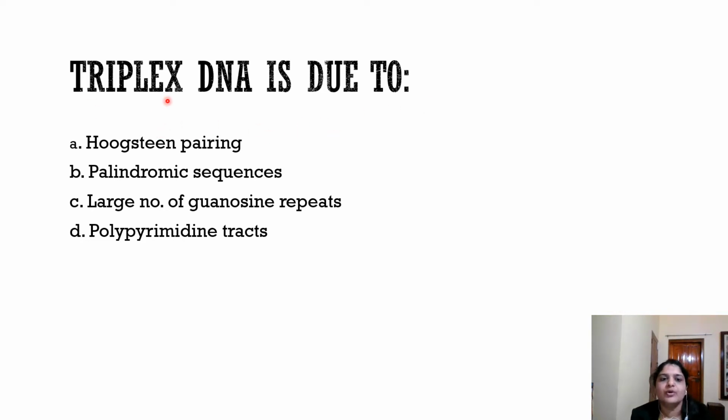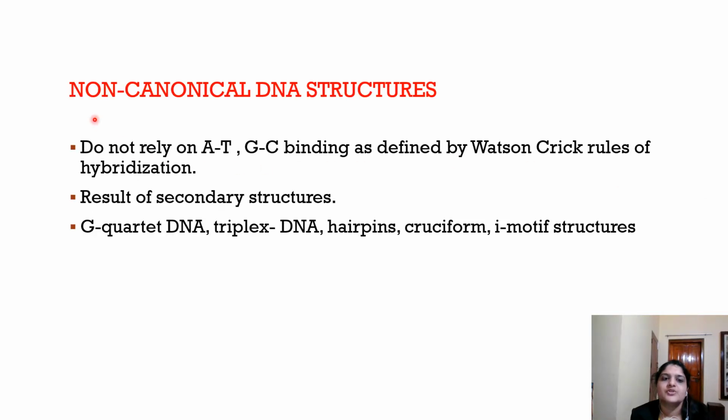But this rule is not followed by the non-canonical DNA structure. So we will see the explanation. Non-canonical DNA structures do not rely on adenine, thymine, guanine, cytosine binding as defined by Watson-Crick rules of hybridization. These are the result of secondary structures, and examples are G-quadruplex DNA, triplex DNA, hairpins, cruciform, i-motif structures. These are some examples of non-canonical DNA structures.